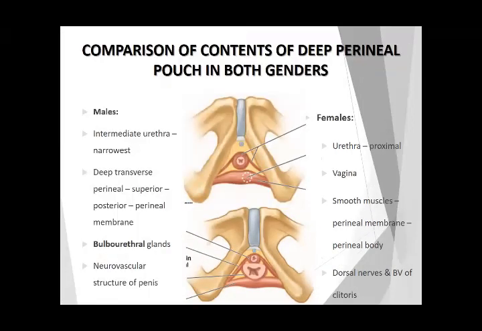Now let's do the comparison of the contents of the deep perineal pouch in both genders. Males may we have the intermediate part of the urethra, ये females में proximal part. Intermediate part को बेटा membranous part भी कहते हैं. This is the proximal part of the urethra in females. यहाँ पे deep transverse perineum है. Females में mass of smooth muscles are associated with the perineal body lying on the posterior surface, posterior border.